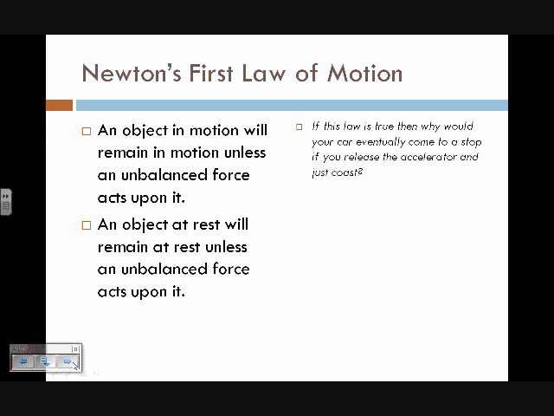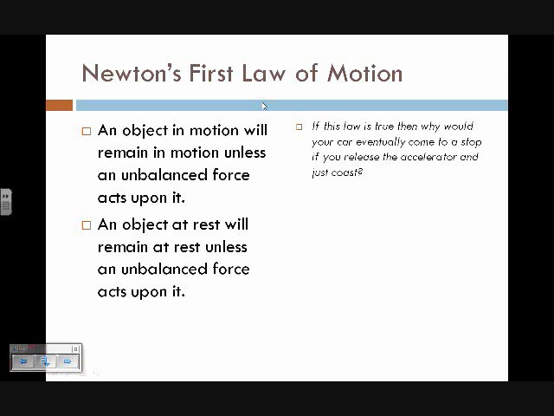The first law of motion is sometimes called the law of inertia. It basically states that objects in motion will remain in motion unless an unbalanced force acts upon them, and objects at rest will remain at rest unless an unbalanced force acts upon them.